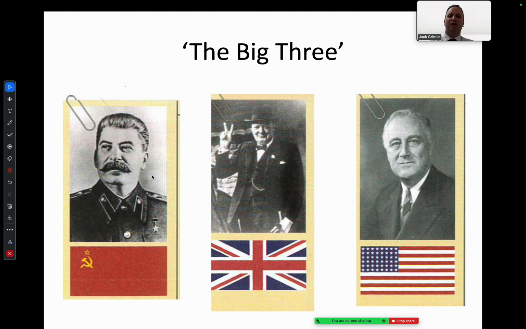We've got Joseph Stalin, leader of the Soviet Union, Winston Churchill, leader of Great Britain, and Franklin Delano Roosevelt, or FDR, who is leader of the USA. We call them the Big Three. They're three big leaders of their countries when we look back through history.